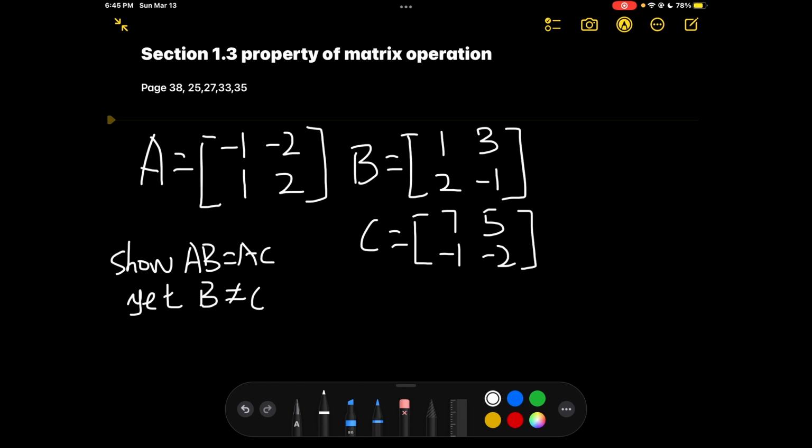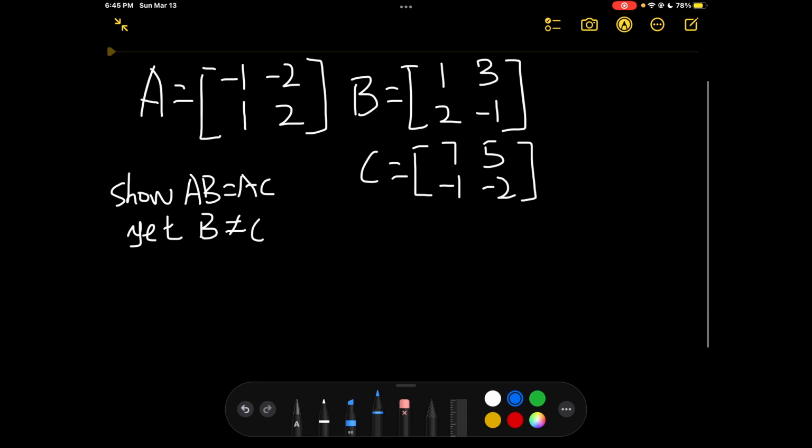So we can see, for two matrices to be equal, B equals C, each entry has to be the same. We can tell the entry is not, so 1 is not equal to 7. So from the first entry we know B is not equal to C. And now we choose to prove that matrix A multiplied by matrix B equals matrix A multiplied by matrix C. So let's do the calculation.